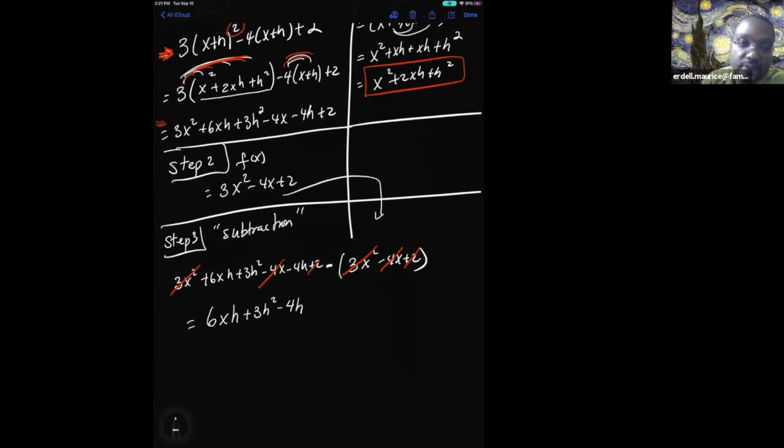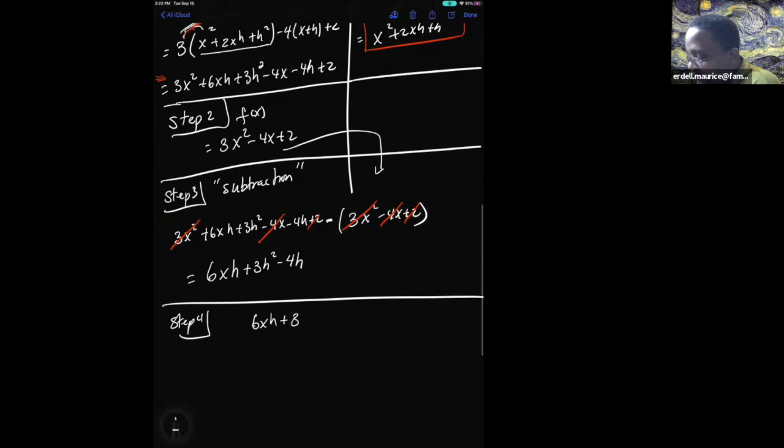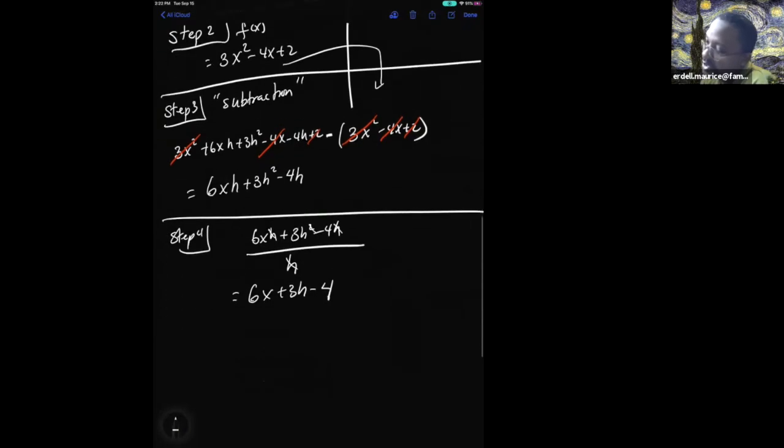Questions there about step number 3? Step number 3. All right. And then step number 4 is 6xh plus 3h squared minus 4h, divided by h. The h's will cancel, and that leaves me with 6x plus 3h minus 4. And now I have simplified the problem.